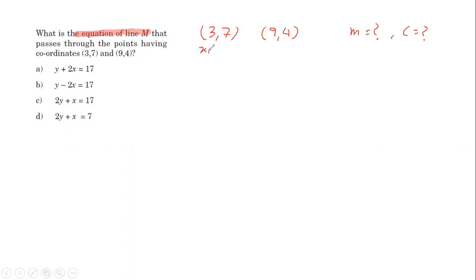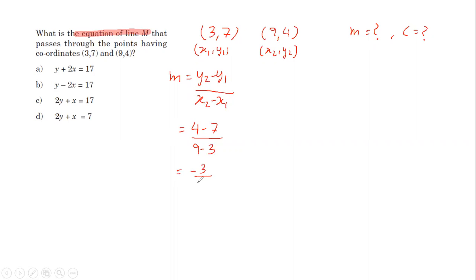So let's say this is x1 comma y1, this is x2 comma y2, and I know the formula for the slope, that is y2 minus y1 over x2 minus x1. So I can figure out the slope from here. That's 4 minus 7 over 9 minus 3. That's minus 3 over 6. That will give me minus half. So I got the slope.